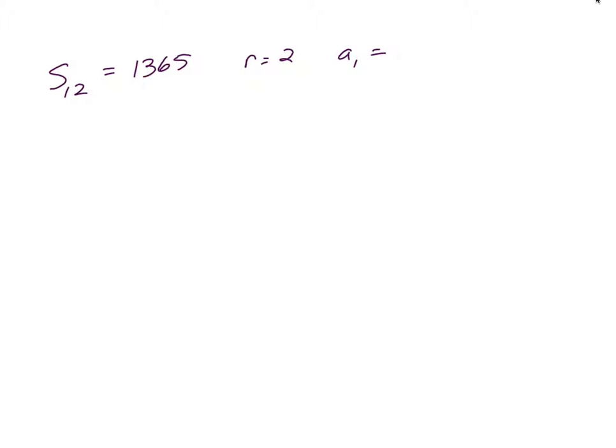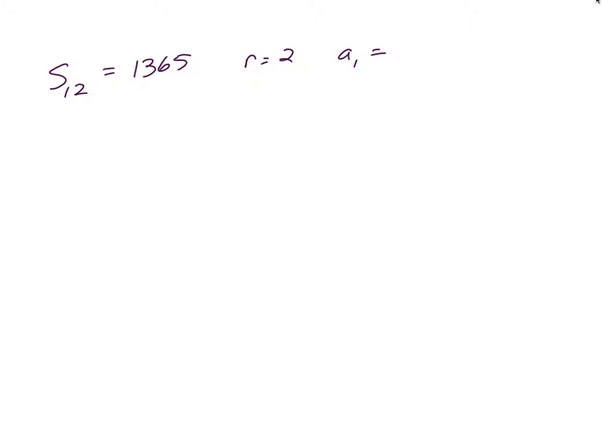So on the first one, they give me a sum of 12 terms equals 1365. My common ratio is 2, and they want me to find a sub 1. So first thing I have to do is decide which formula I want. The one with a sub n or the one without? The one without, because we don't have a sub n. So all I have to do is plug into that formula.